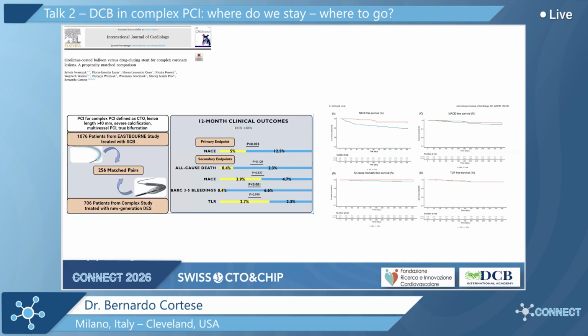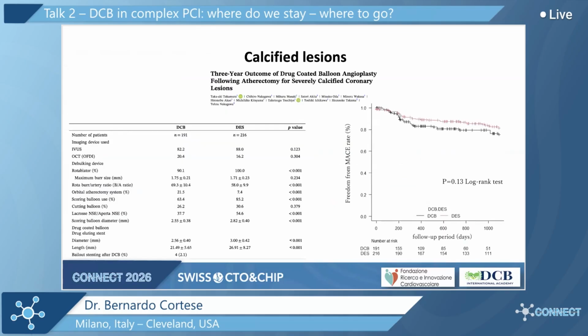And what we found after 2 years is that there was no difference in terms of MACE. So a DCB strategy with a bailout stenting, which was around 10%, was warranting us similar MACE at 2 years, with a reduction in bleedings and in the NACE, which was the primary endpoint of this study.